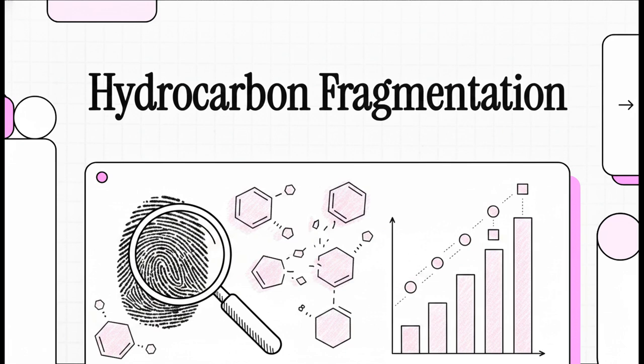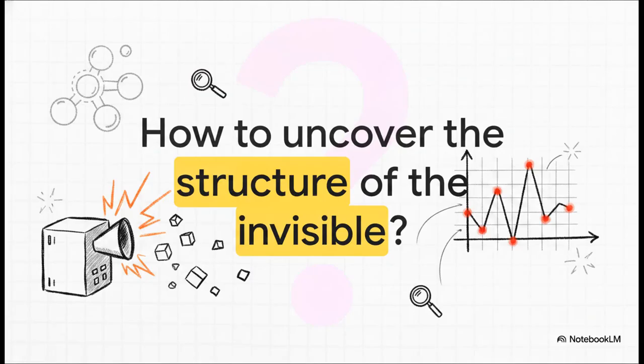Today, we're decoding molecular crime scenes by diving into the truly fascinating world of hydrocarbon fragmentation. This is literally the exact same science used in anti-doping labs, pharmaceutical drug discovery, and real-world forensic investigations. It's such a compelling puzzle, isn't it? How do you uncover the exact structure of a molecule when it's just way too small to see? Well, the answer is you throw it into a high-energy interrogation room.